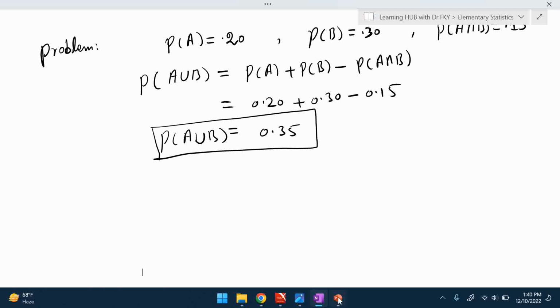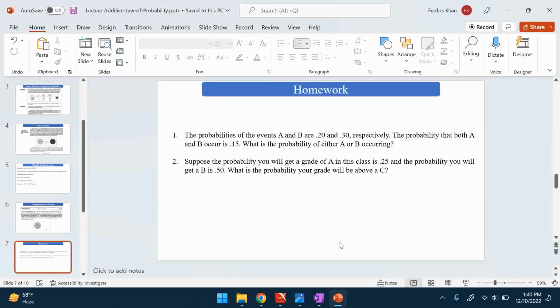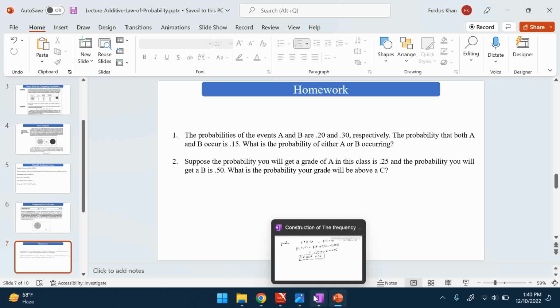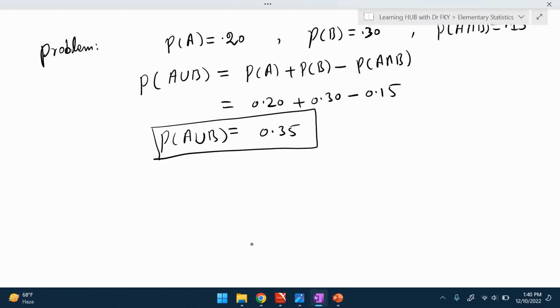Let's suppose we have another problem. Suppose in the second problem, the probability you will get a grade A in this class is 0.25, and the probability you will get a B grade is 0.5. What is the probability your grade will be above C? So it's a little different problem. Let's see. We have two events, grade A, which we denote by A, and grade B, which we denote by B. And I will explain what type of problem this is.